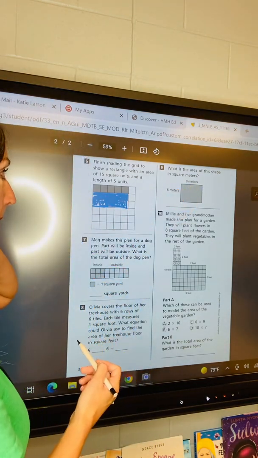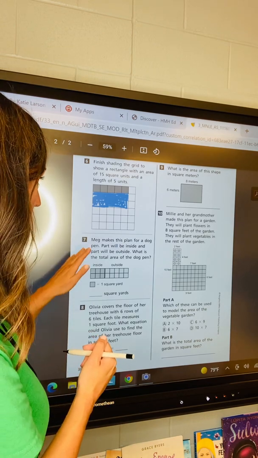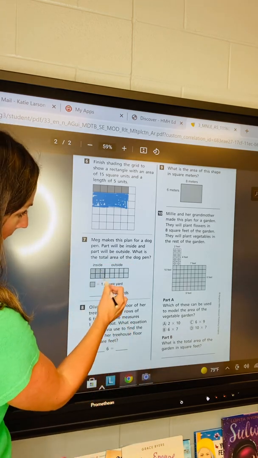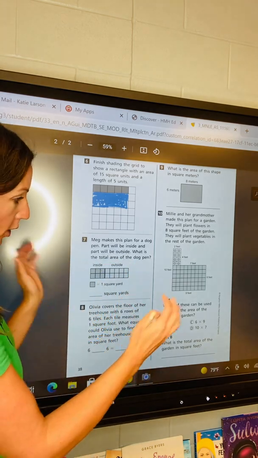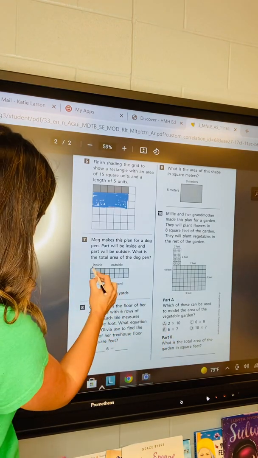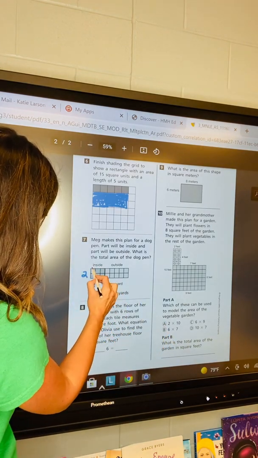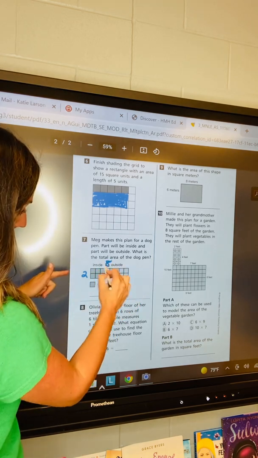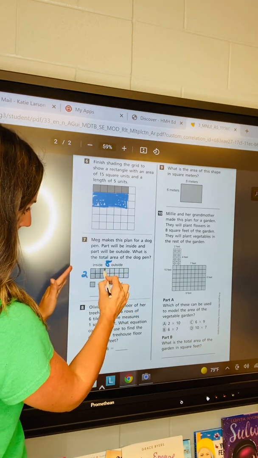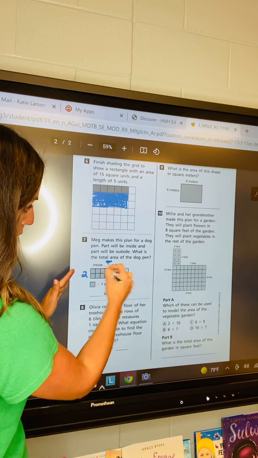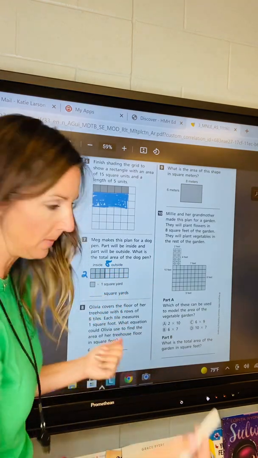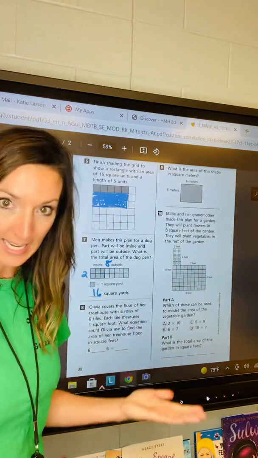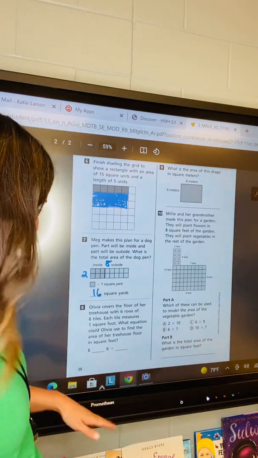Number 7, Meg makes a plan for a dog pen. Part will be inside and part will be outside. What is the total area of the dog pen? So this is the inside part and this is the outside part. Okay, you're going to combine both parts, which you can go 2, it goes up 2, and then it goes across 3, 4, 5, 6, 7, 8. So a 2 by 8, right? Or you can do 2 by 3, and then 2 by 5. But I'm just gonna do the whole thing because I can do 2 times 8. So 2 times 8 is 16. The whole thing is 16, and you can count the squares, either way.